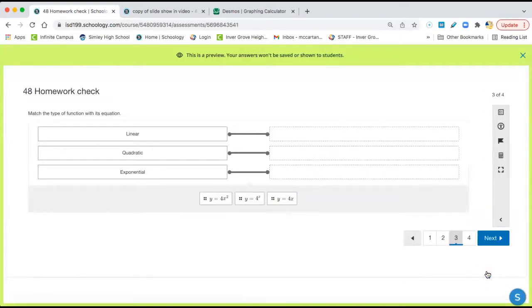Number 3. Again, guys, linear is the x. Just x makes it a straight line. Quadratic is the x squared. Has a degree of 2. Again, exponential is where the variable is the exponent, okay?